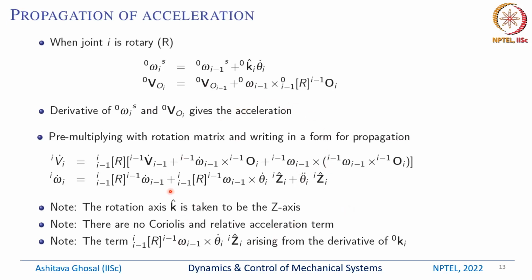As I said a little while back, this is an interesting term. This term, which is i-1 omega i-1 cross theta dot i along the z-axis, arises from the derivative of this k-axis. If you have several rigid bodies, the k-axis of one is not the same everywhere. The k-axis is also rotating, and this is what gives this term.